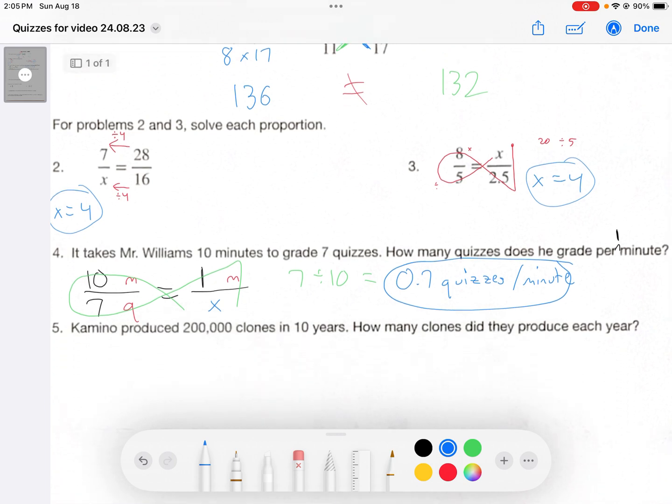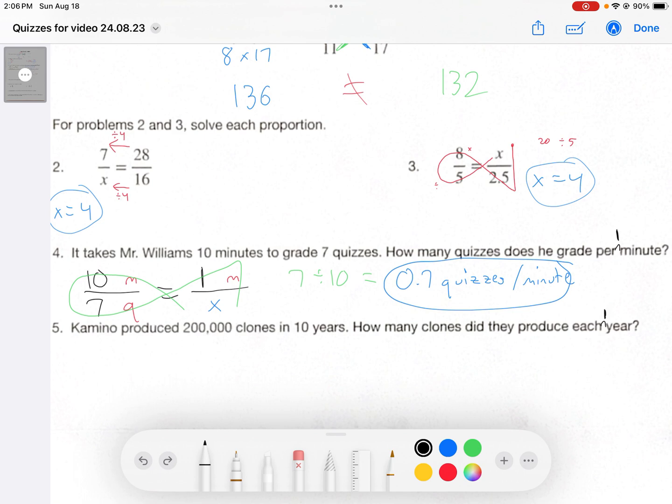Number 5, Camino produced 200,000 clones in 10 years. How many clones do they produce each year? Each is another one of those words where you should think about the number 1.